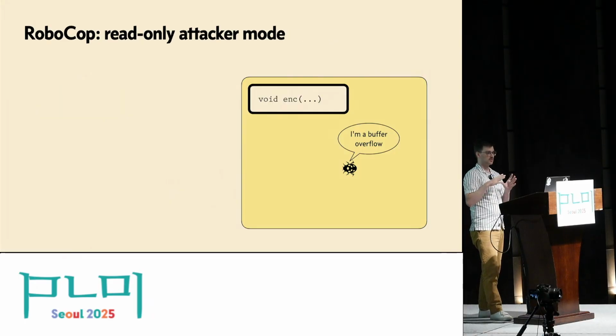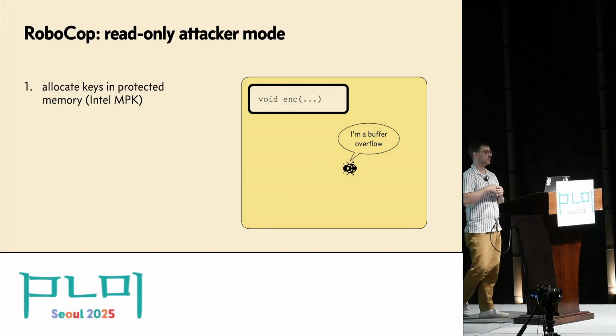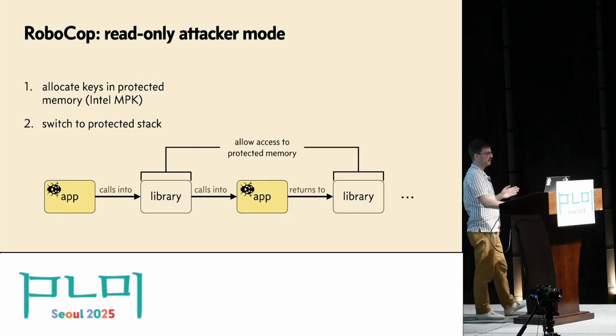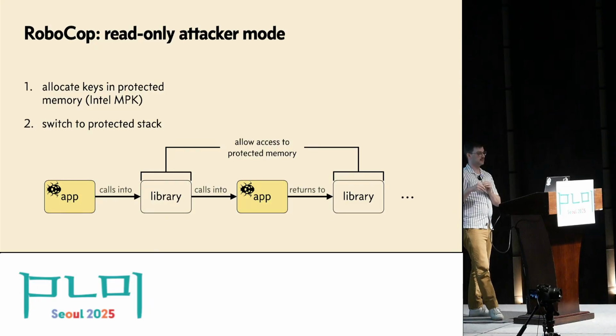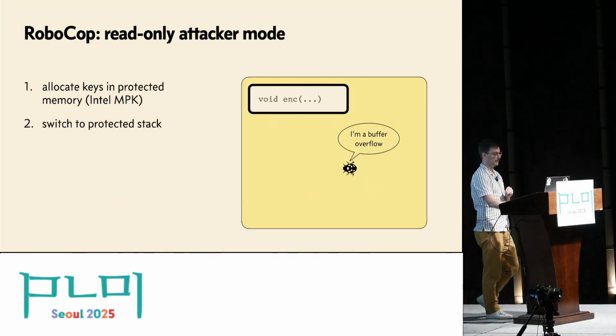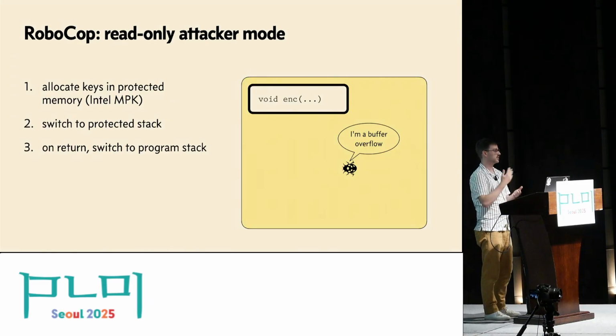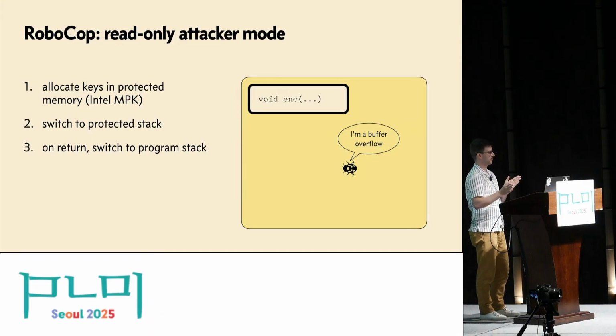To go over this at a high level, I'm going to talk about our read-only attacker mode first. The high-level idea is that we start by allocating all of the secrets in a protected memory region. Then, when we're running the cryptographic code, we switch to a protected stack so that we only allow access to protected memory while we're running within the library. When you return to the application itself, we switch back to the program stack. This ensures that all secrets only exist while you are running within the library.